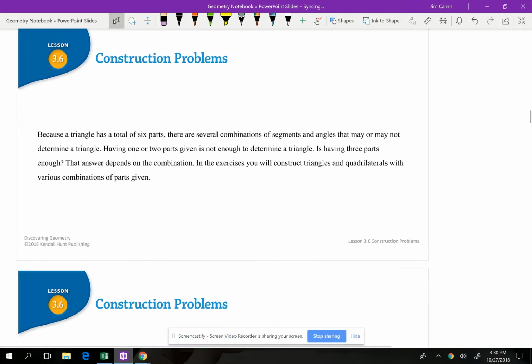Okay. Because a triangle has a total of 6 parts, there are several combinations of segments and angles that may or may not determine a triangle. Having 1 or 2 parts given is not enough to determine a triangle. Is having 3 parts enough? That answer depends on the combination. In the exercises, you will construct triangles and quadrilaterals with various combinations of parts given.